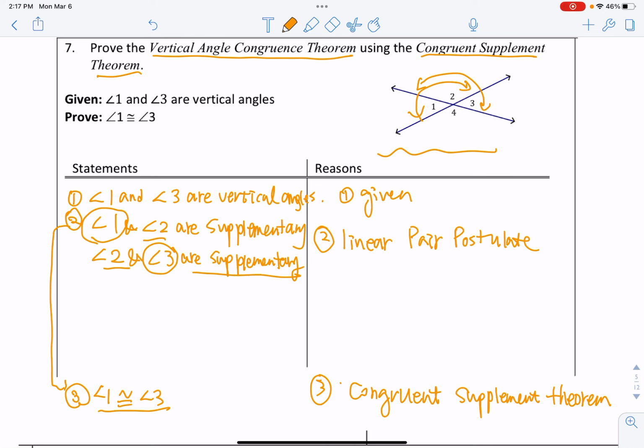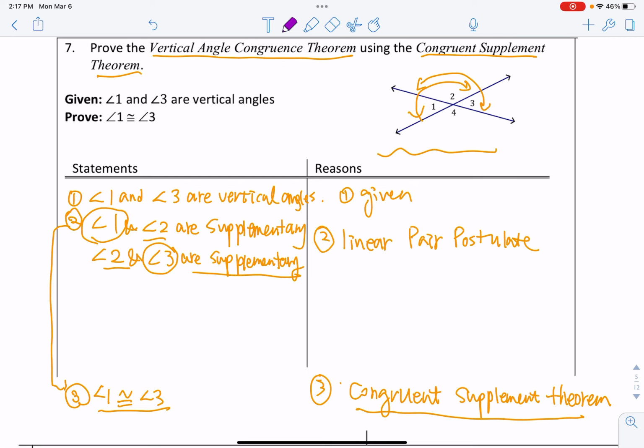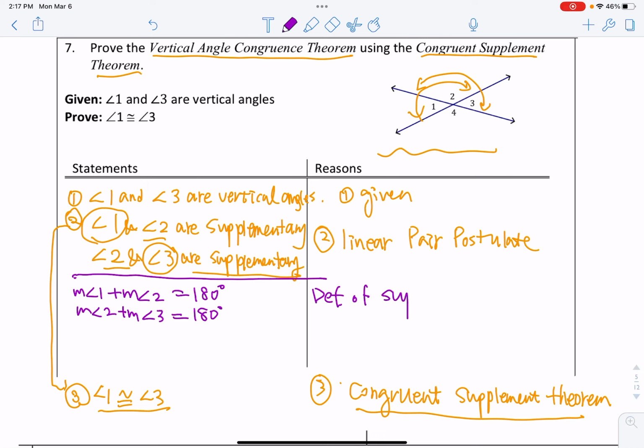But how did you get that congruent supplement theorem proved? Then I'm going to use a different color to prove it. Because of that, you can conclude measure of angle 1 plus measure of angle 2 equals 180 degrees, and measure of angle 2 plus measure of angle 3 is 180 degrees, because of the definition of supplementary angles. And then because both of them are 180, you can conclude measure of angle 1 plus measure of angle 2 is equal to measure of angle 2 plus measure of angle 3.